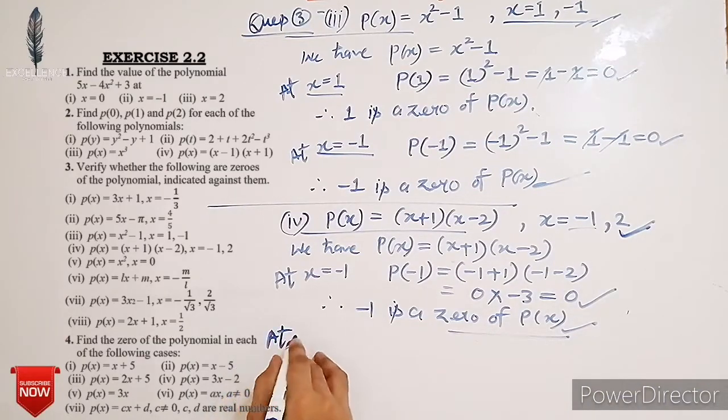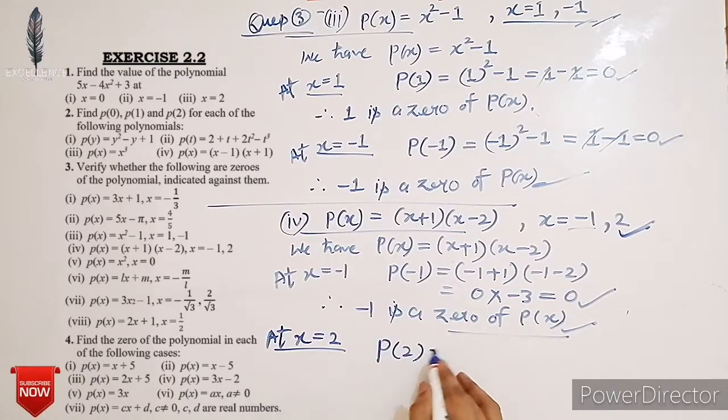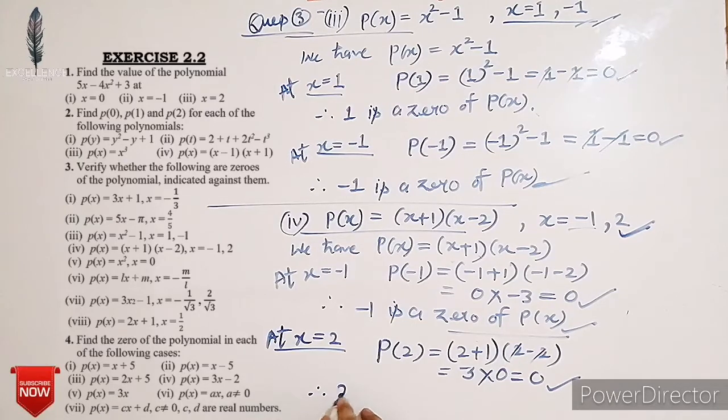So here at x = 2, p(2) = (2 + 1)(2 - 2). Here 3 into 0. Okay, = 0. So here 2 is a zero of p(x). Okay students.